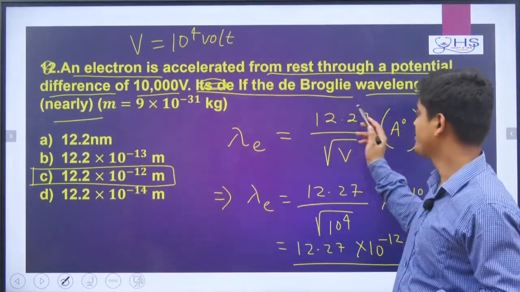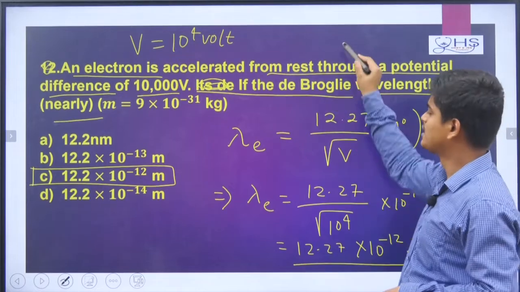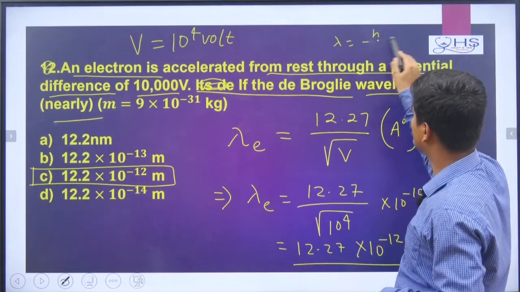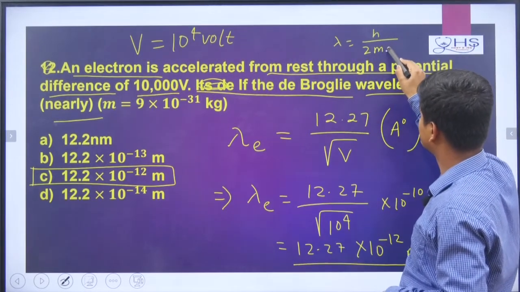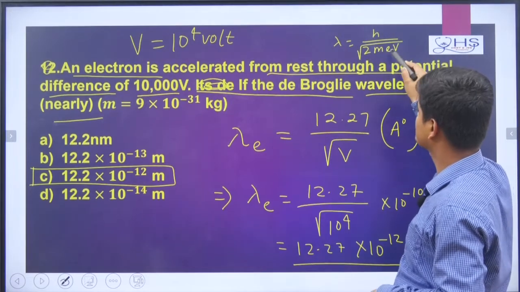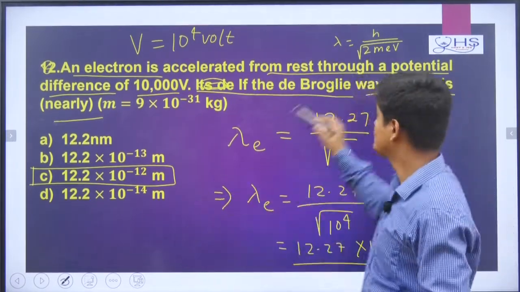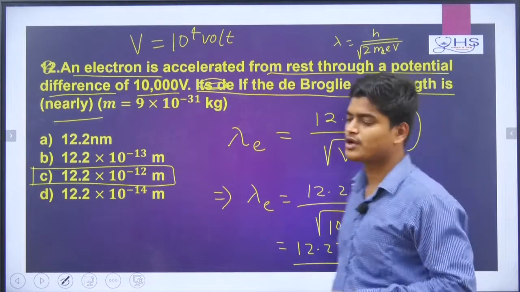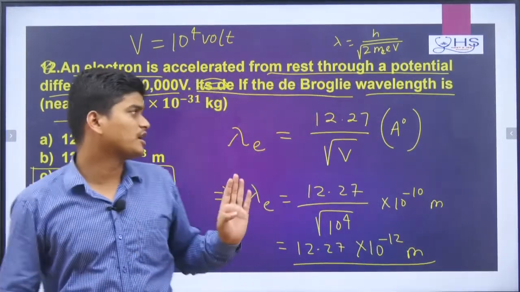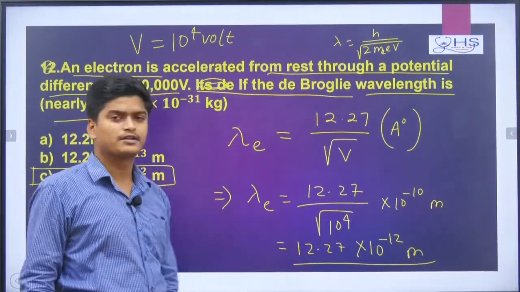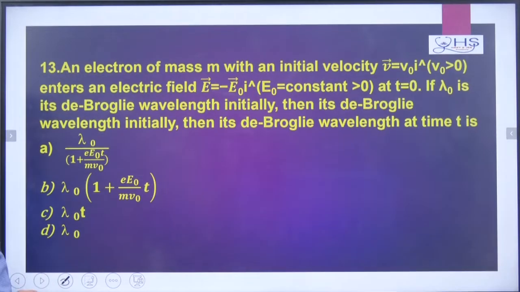If you don't remember this, then you have to struggle with lambda equal to h by root 2meV for electron, where you have to take the electronic charge and consider the mass of the electron. So you have to calculate based on that. If you remember this, then easily you can get the answer. Now go to the next question.